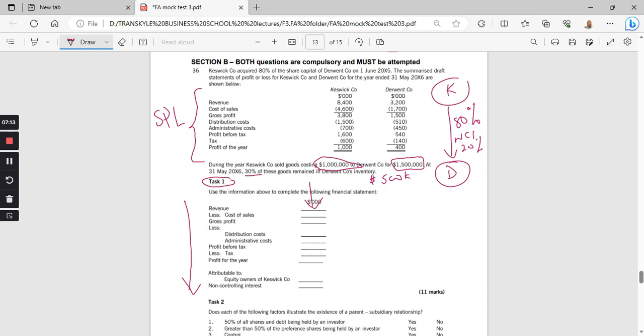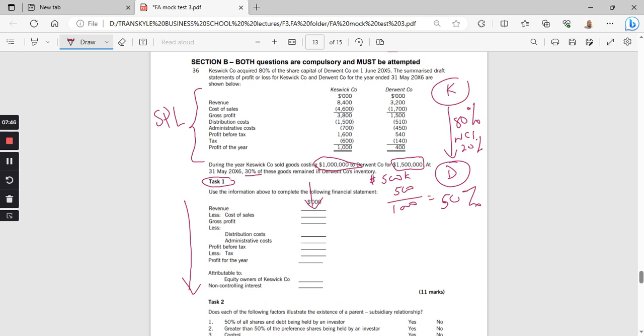Okay, 500,000 was made as profit. Now, what is 500,000 of the cost? The cost was 1 million. So 500,000 over 1 million means the profit was 500 over 1 million, so the profit or the markup was 50%. You need to tell yourself that the markup was 50%.